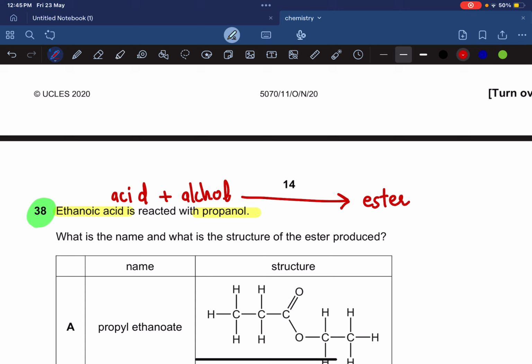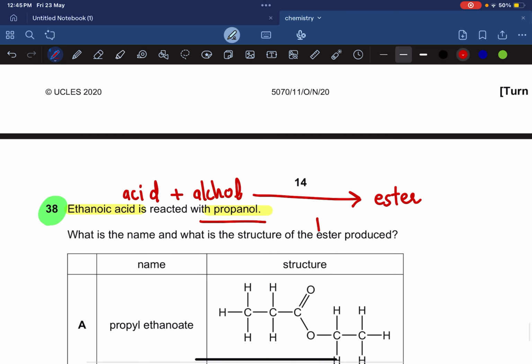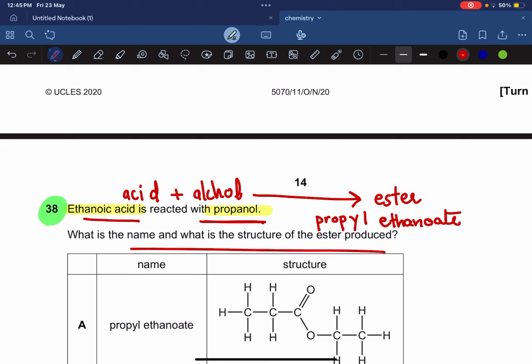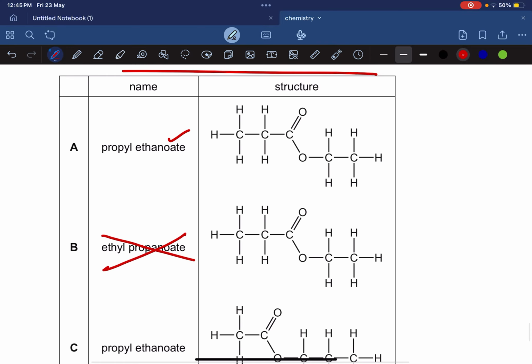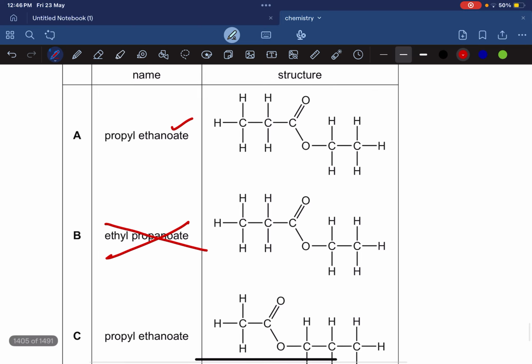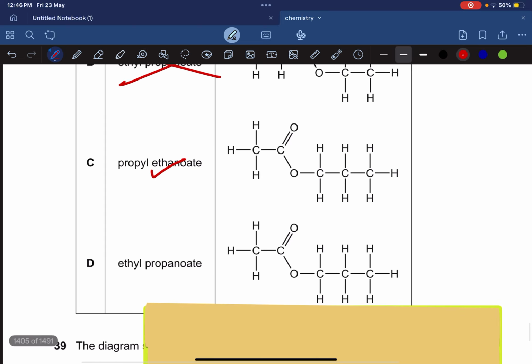And what's going to be the ester? Well, you have to look at the fact that the first part of the ester comes from the alcohol. So it's going to be propyl, because the alcohol is propanol, and it's ethanoic acid, so it's going to be propyl ethanoate. That's the name of your ester. What is the name and structure of the ester produced? We just figured it out. It was propyl ethanoate, not ethyl propanoate. If that was the case, you would have ethanol and propanoic acid.